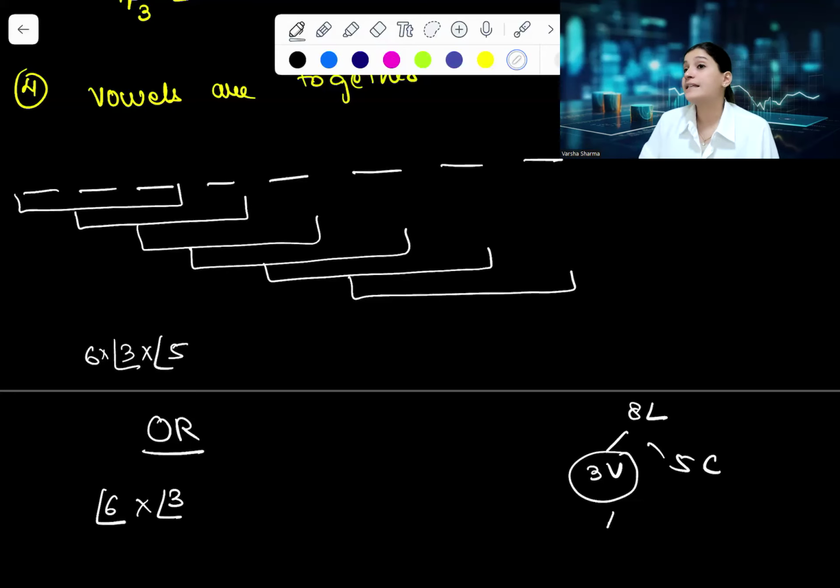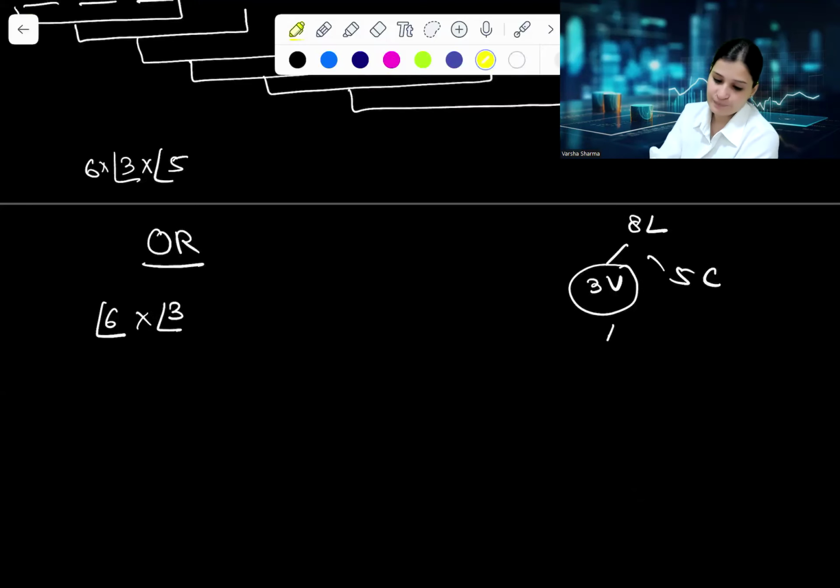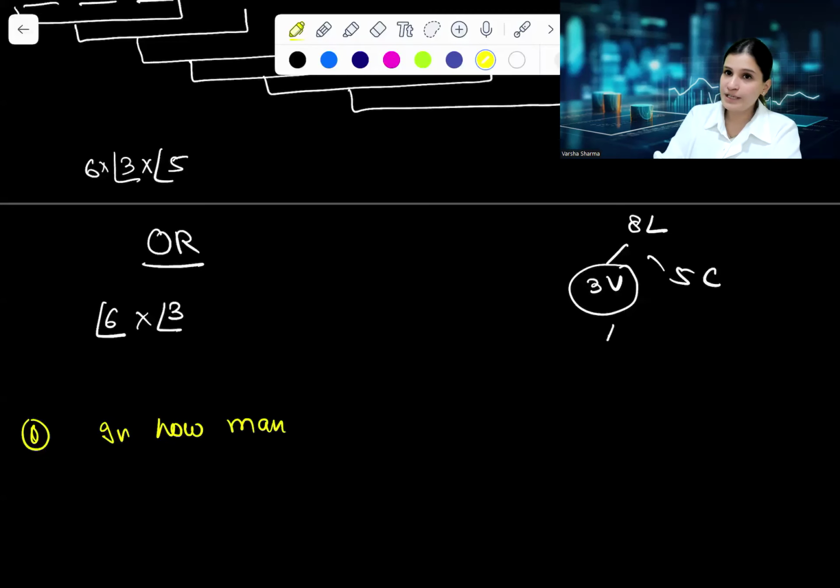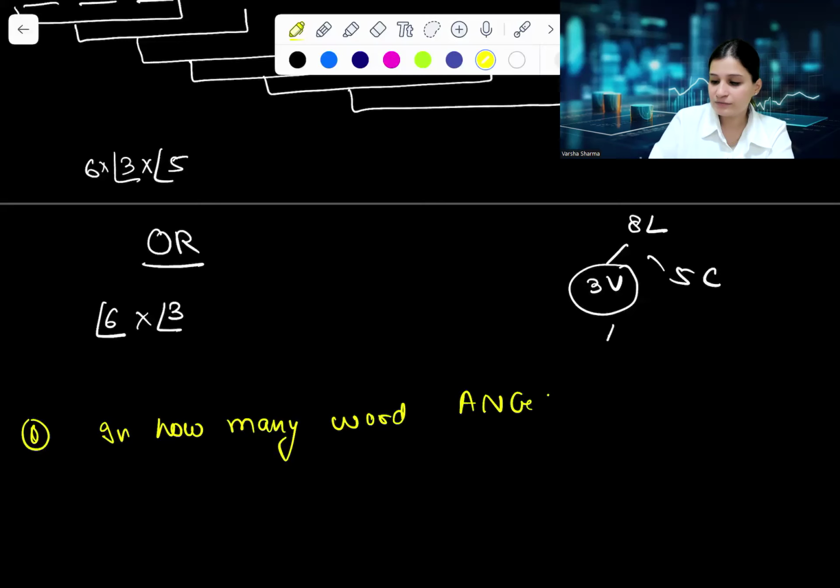Yes. It's always easier to form a bundle. Whoever you want together, form a bundle and then see whether in the bundle they have the luxury to interchange or not. For example, if I had said, in the same question continuing, in how many words does ANGLE appear?